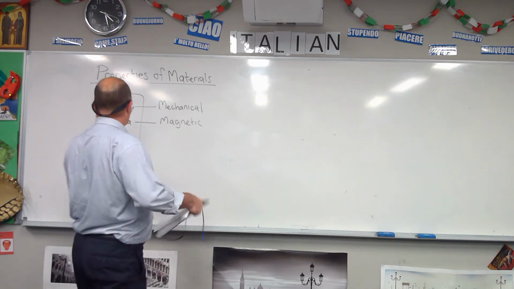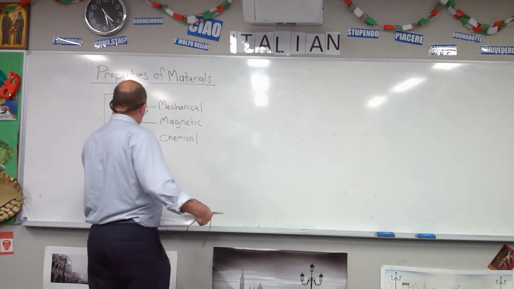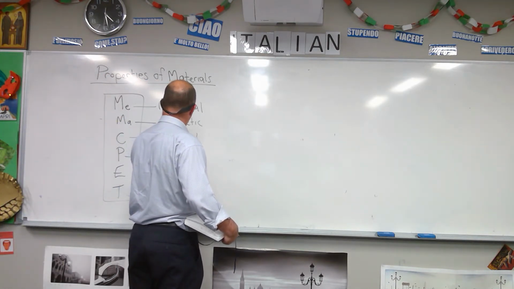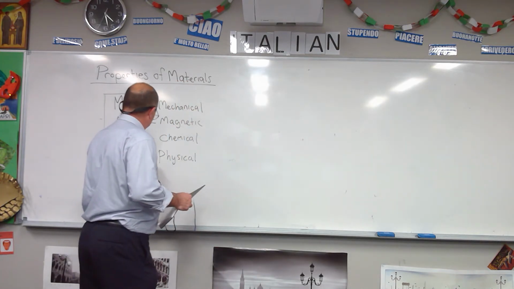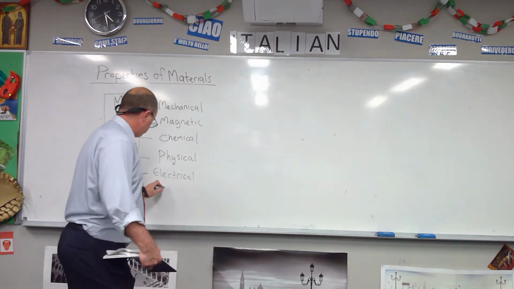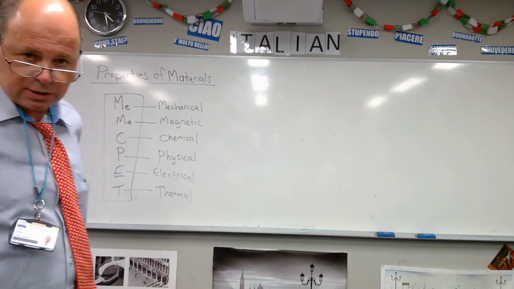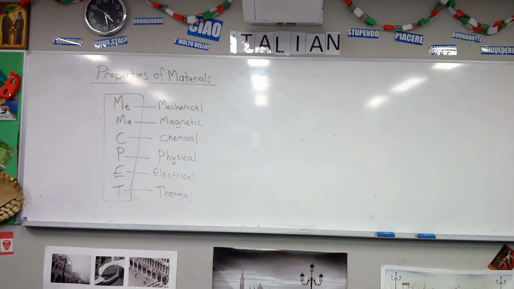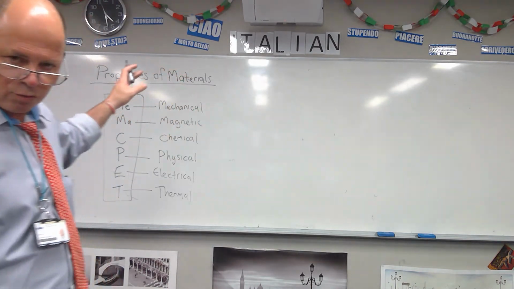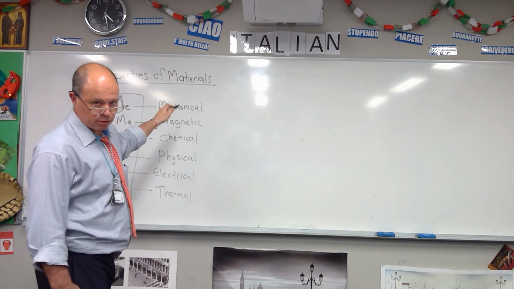And then we've got chemical properties. And then for this one here, physical. And electrical properties. And finally, thermal properties. So lots of properties to remember, but if you remember ME MAC PET, you'll remember all your properties. So, like I said, mechanical is the main one, and I'm going to show an acronym to remember that one.